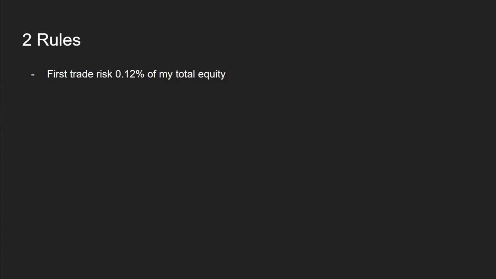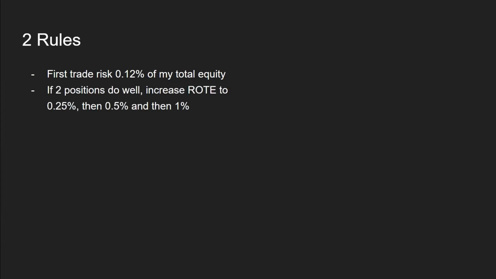Now, I will show you exactly what that means when we do the example in Excel. But for now, just try to remember these rules. Now, if two positions do well with this amount of risk, then we increase the ROTE, which is risk of total equity, to 0.25%. The same rule we apply again. If two positions are working well at 0.25%, then we increase the risk to 0.5%. If two positions at 0.5% are working well, then we increase the risk to 1%. If this doesn't make sense to you right now, just bear with me, and we're going to do an example of exactly how you can apply this to your account.